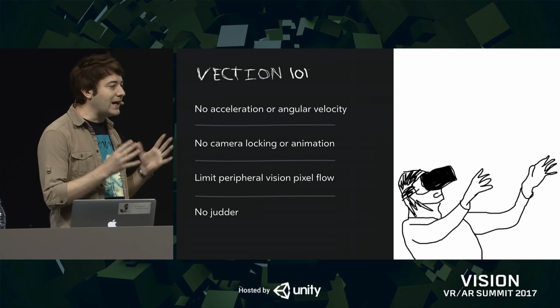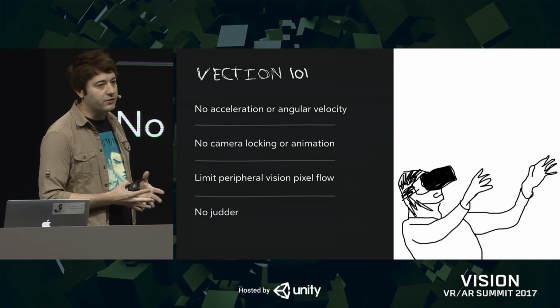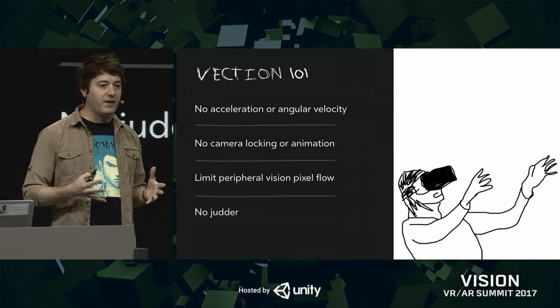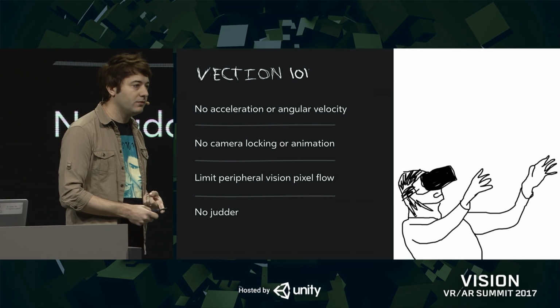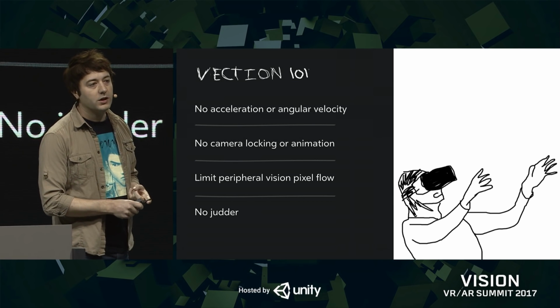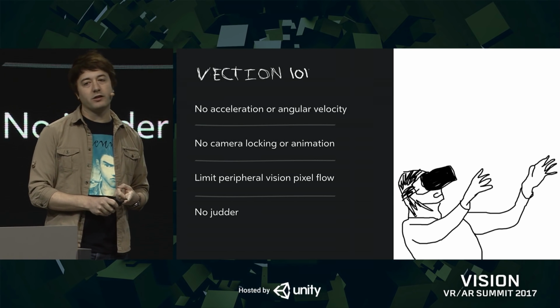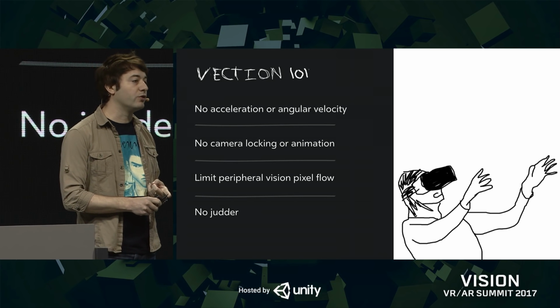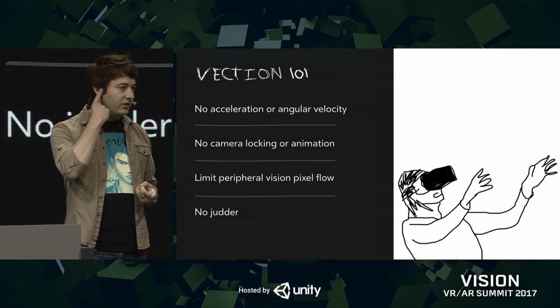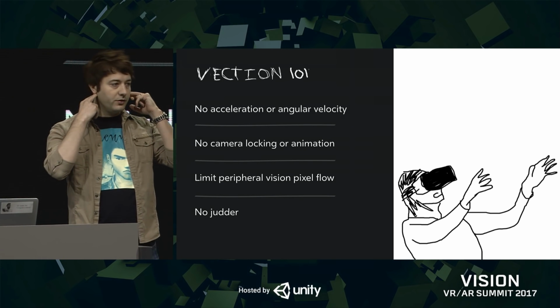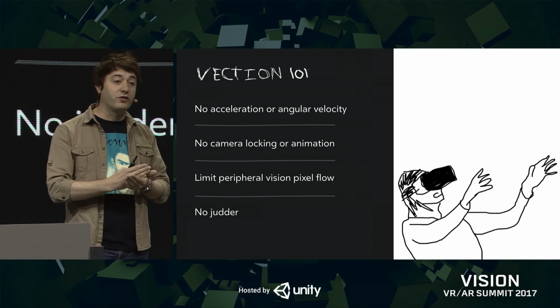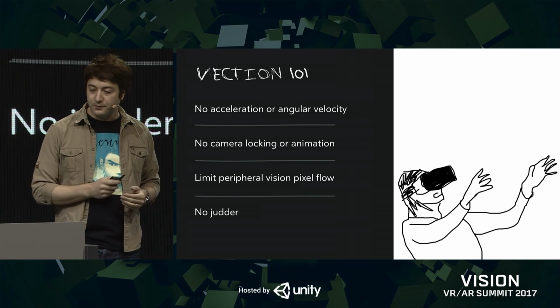So the high-level approach that we've seen folks use for avoiding vection very generally is that you want to avoid moving the camera with acceleration or any kind of nonlinear velocity, no ease in, no ease out, no rotation. And the reason is, your vestibular system can only feel acceleration, right? It can only feel when you move your head in a way that requires acceleration. It can't actually feel linear motion.